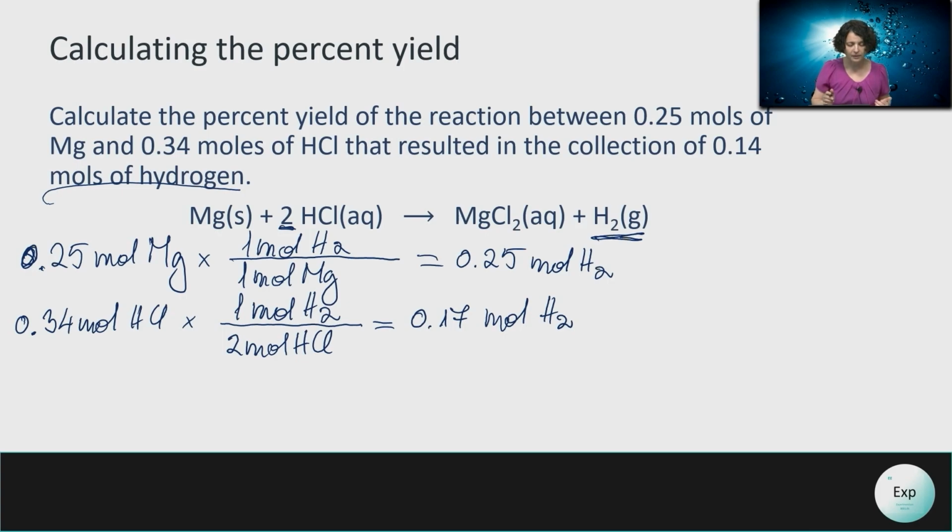Of these two, only one can be our theoretical yield, and it is always the smaller of the two numbers. This 0.17 moles of hydrogen is our theoretical yield.